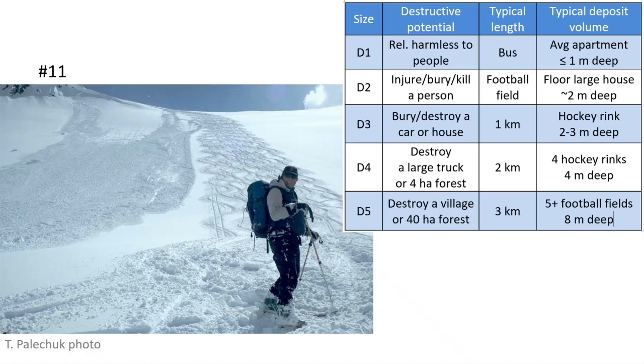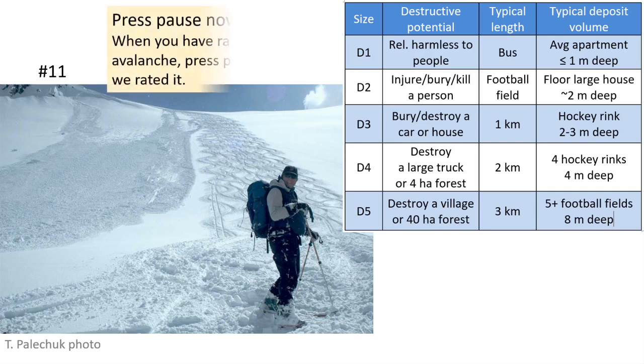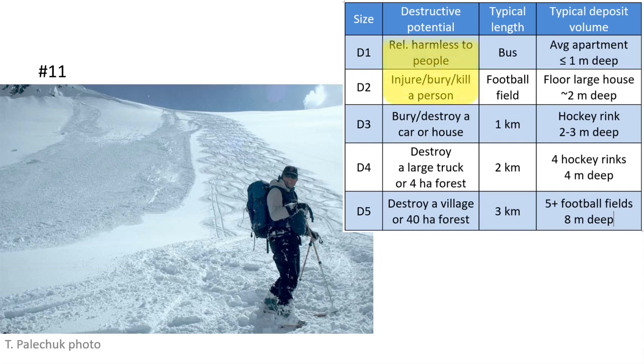This photo shows a slab avalanche on a gentle slope. Press pause now. In terms of destructive potential, this avalanche could push a person over and possibly injure a person, so we'll sit on the fence regarding the destructive potential. In terms of length, this avalanche is many bus lengths long and about as long as a football field. The deposit appears quite shallow. It could fill an apartment at least 1 meter deep, but not the ground floor of a large house 2 meters deep.